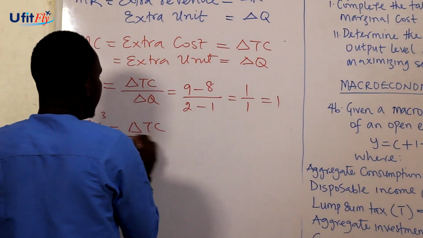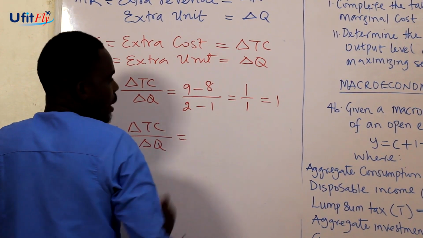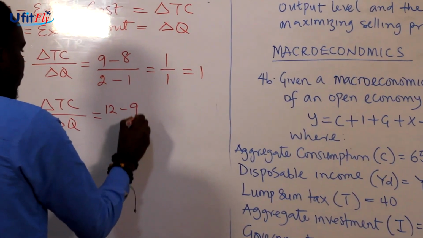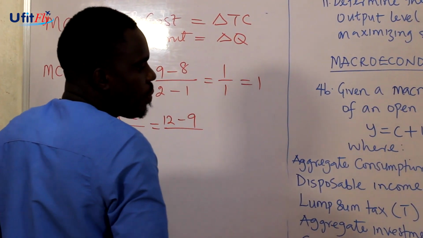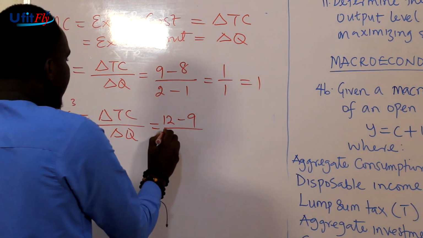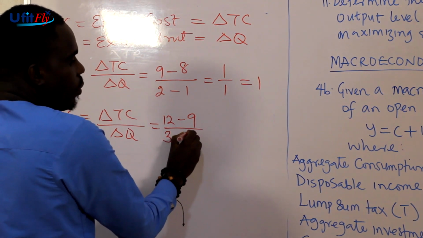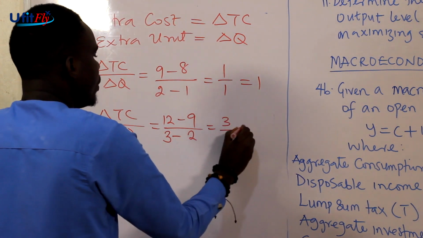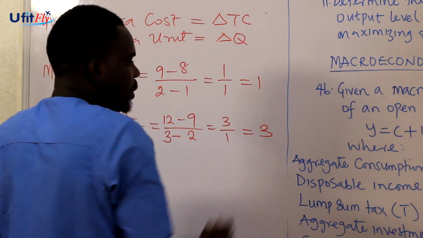At output 3, change in total cost divide change in Q. At output 3, total cost is 12. Initial cost is 9. Divide the actual quantity at output 3, that's 3 units, minus initial quantity. We have 3 divide 1. Our marginal cost at output 3 is 3.